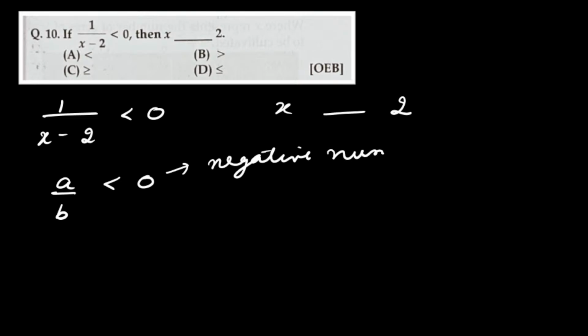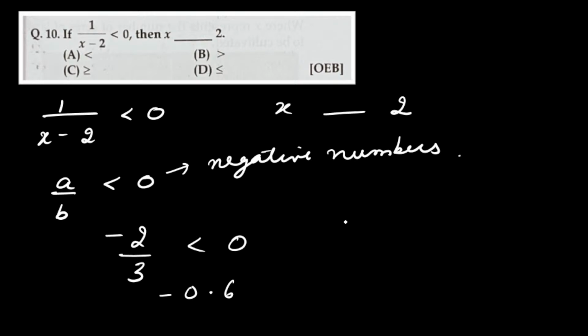Less than 0 means negative numbers. So in which case is our fraction negative? If I have any fraction, like minus 2 by 3, then its answer will be less than 0. I will get minus 0.6.